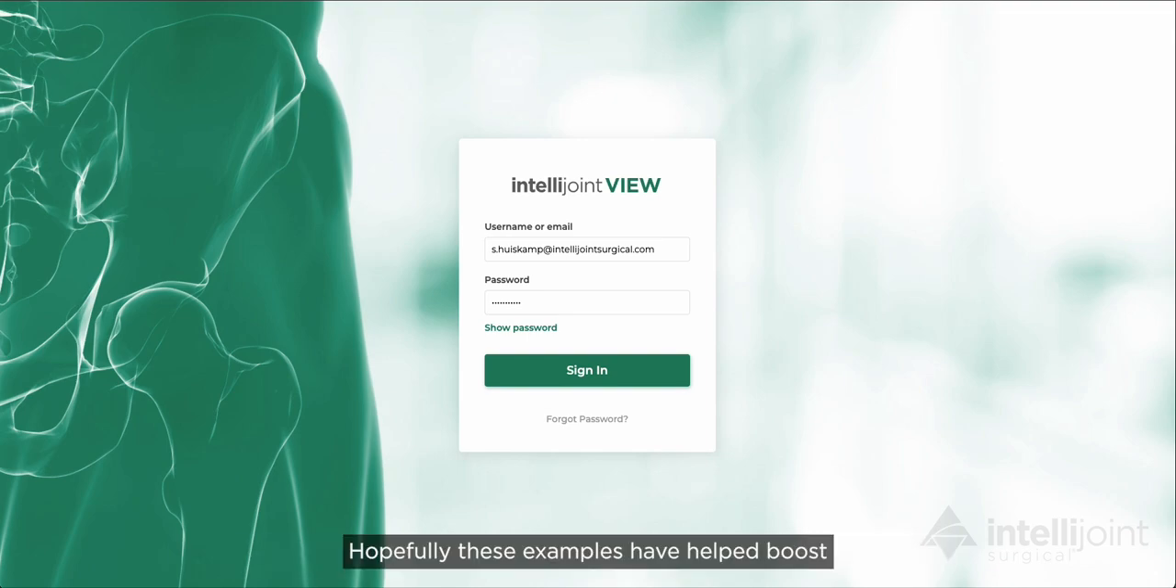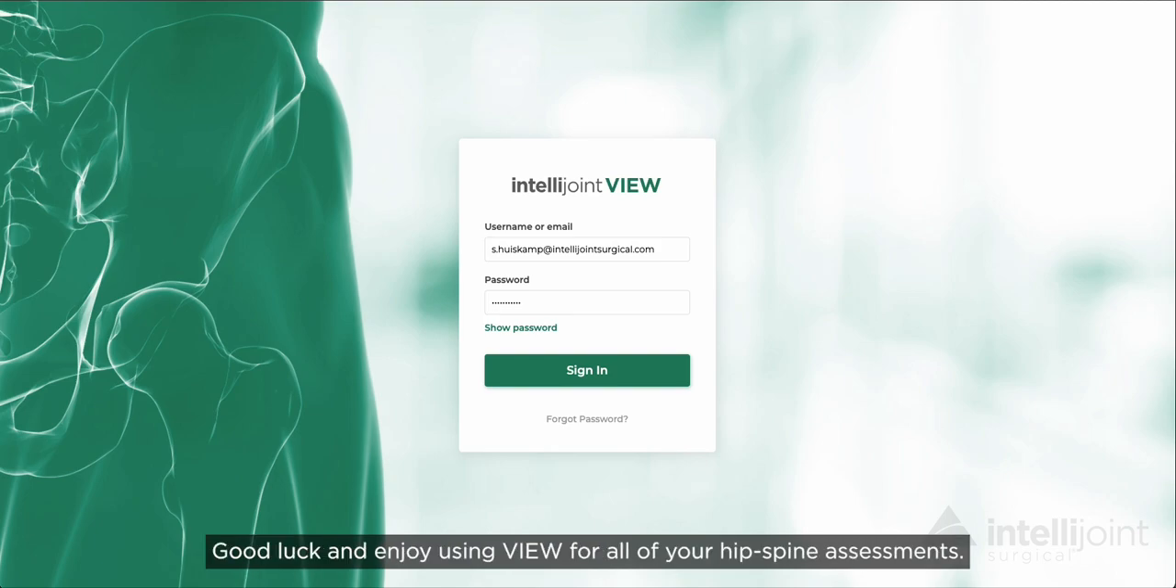Hopefully these examples have helped boost your confidence in landmarking on lateral images. Good luck and enjoy using VIEW for all of your hip spine assessments.